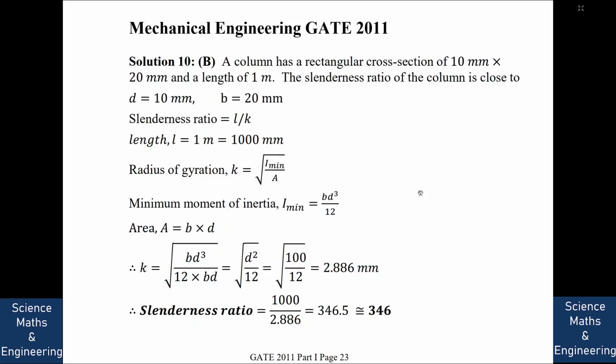Radius of gyration K is equal to root over minimum moment of inertia divided by A. Here the minimum moment of inertia would be BD cube by 12, and the area is B into D. Therefore K would be root over BD cube by 12 divided by BD. So we get root over D square by 12, which is equal to 2.886 mm. Therefore slenderness ratio would be 1000 divided by 2.886, that is equal to 346.5 or approximately 346. So we'll go to the next question.